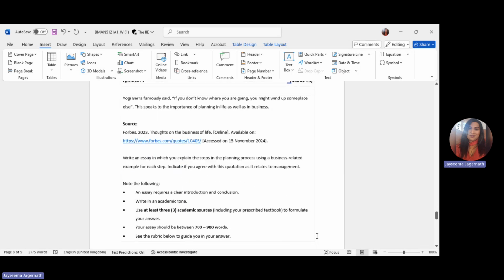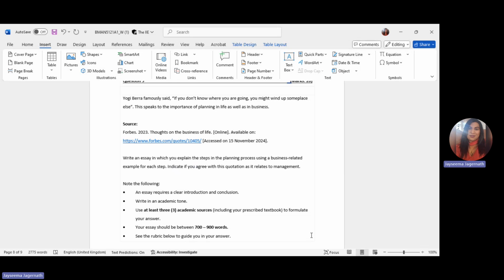Please remember there are 2 parts to question 5. There is a statement which you have to either agree or disagree with. It says, "If you don't know where you are going, you might wind up someplace else." That's by Yogi Berra. Through that essay, you have to depict the planning process. You've got to use a business example to explain it. You can select any business to give an example for the planning process. Then you've got to indicate whether you agree or not with the statement.